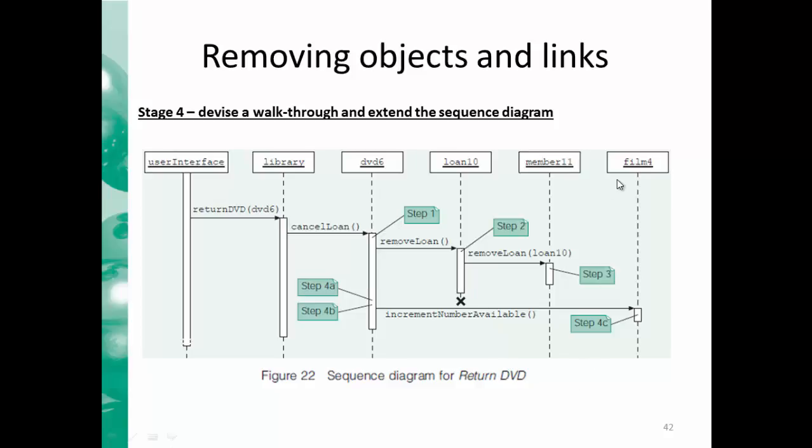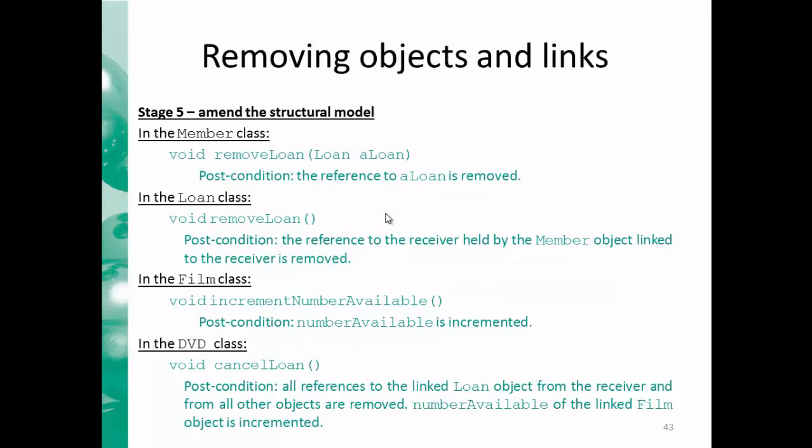Now film 4, which is the film recorded on DVD 6, will have one new copy available, meaning the number of available copies of film 4 will be increased by 1, because this DVD 6 that contains film 4 is returned to the system.